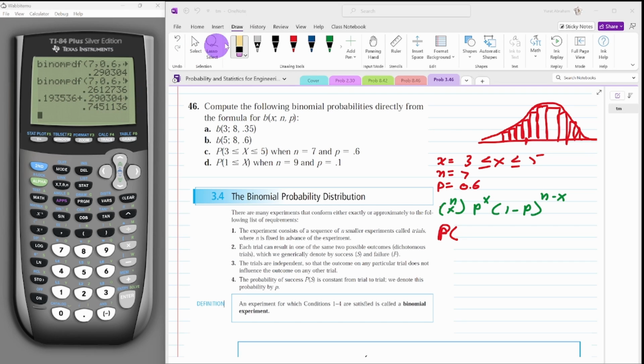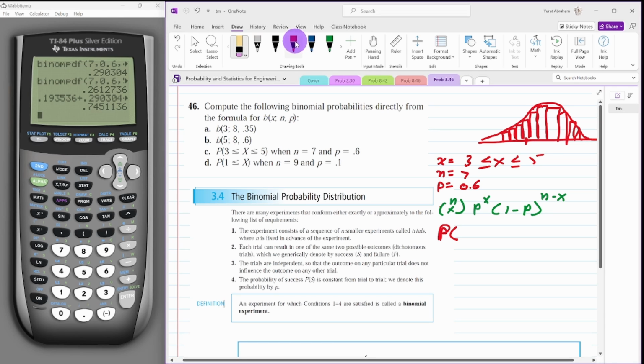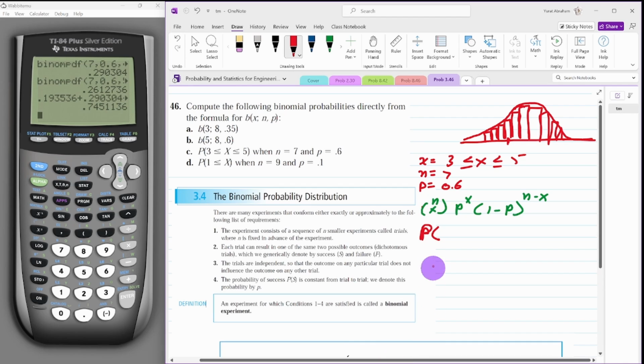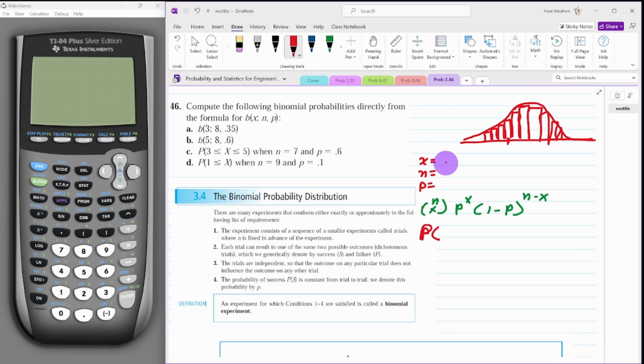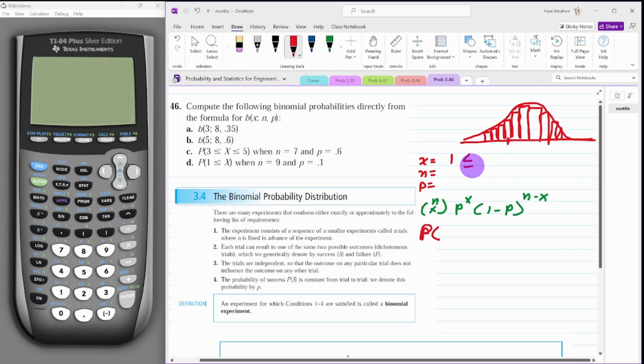So let me give you a little scenario here. Let me erase this part right here. Okay, so let me write things out. So when 1 is less than x, n is 9, p is 0.1. So we want the probability when 1 is less than x.